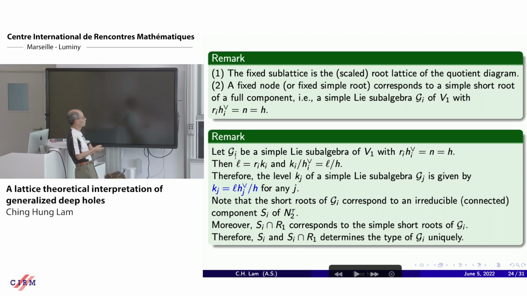And the short root corresponds to the irreducible component, and basically it just means we can actually recover all the Lie algebra structure just using a diagram. And how is it related? There's one more thing here.